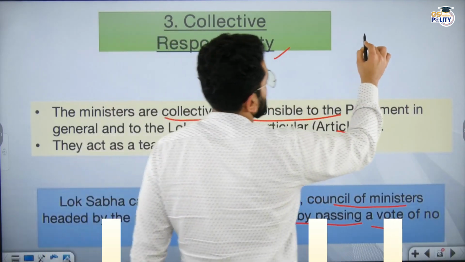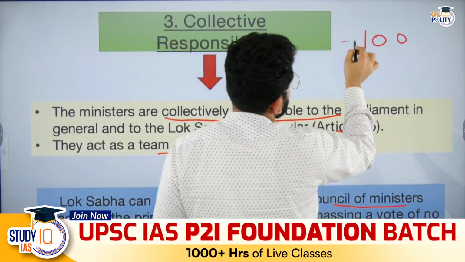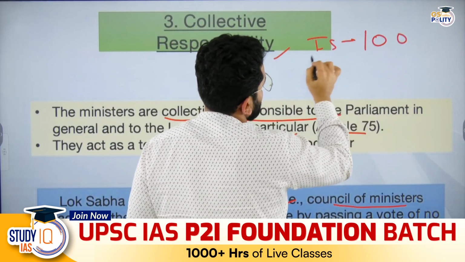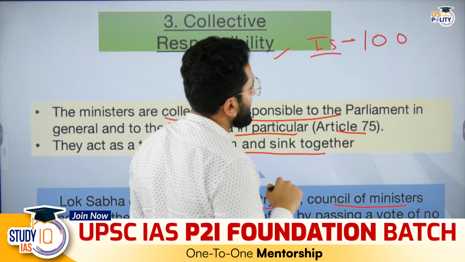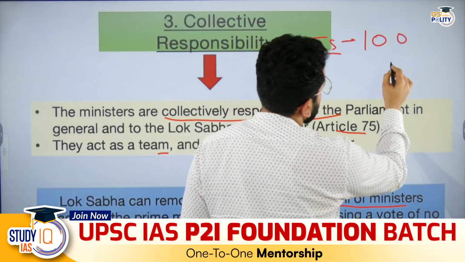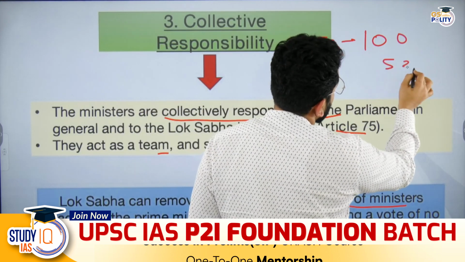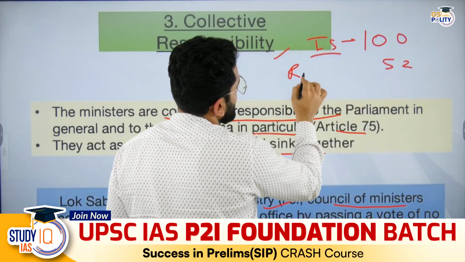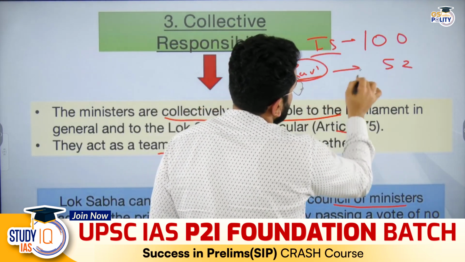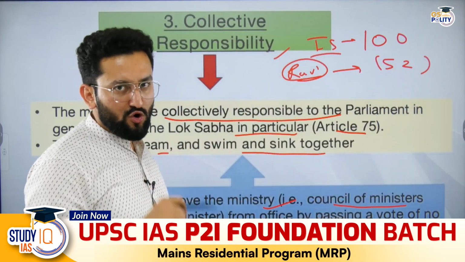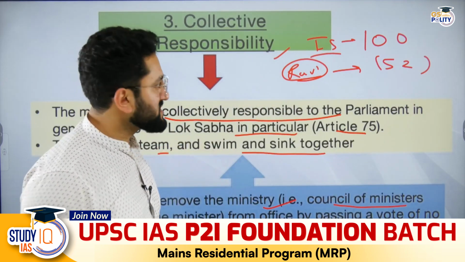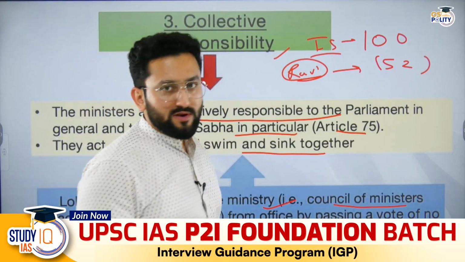Consider there are 100 members in the house. Total strength is 100. Okay. And Ravi has formed a party, and that party has, say, 52 people. So Ravi's party has 52 people and they got elected. So Ravi can actually form the government. So Ravi has formed the government. Congratulations, Ravi. But what happened?